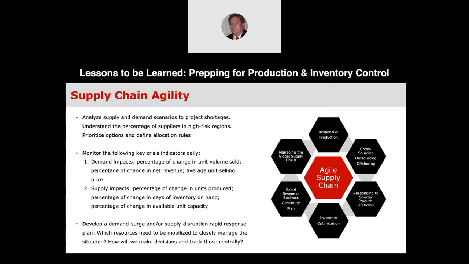Okay, so you look at the agile supply chain. At the top here, responsive production, so being able to change products to react fast to changes in production. Cross sourcing, outsourcing, and offshoring. Responding to shorter product life cycles. Inventory optimization. Rapid response business continuity plan, and then managing the global supply chain.